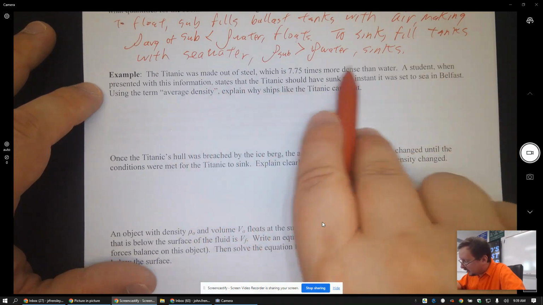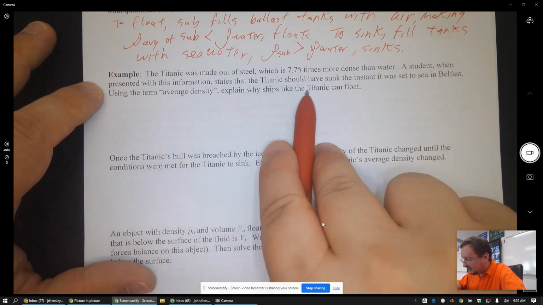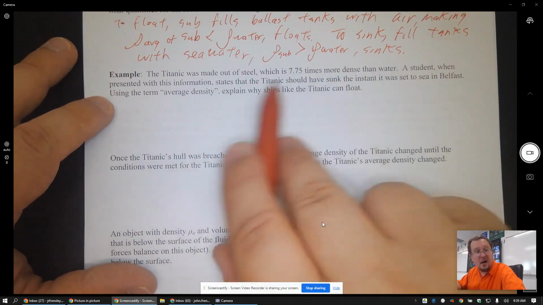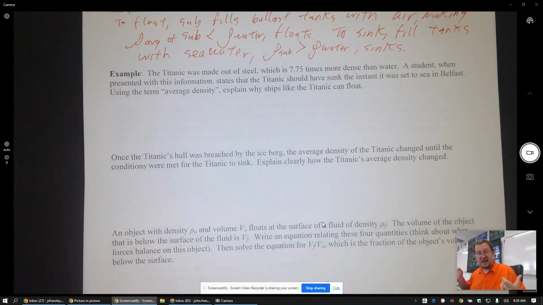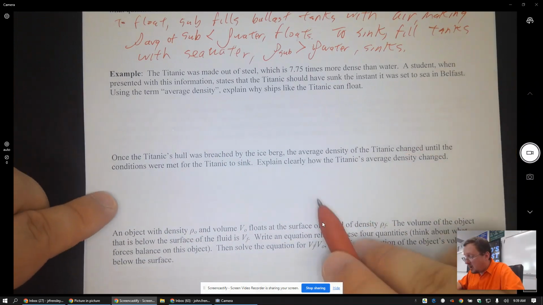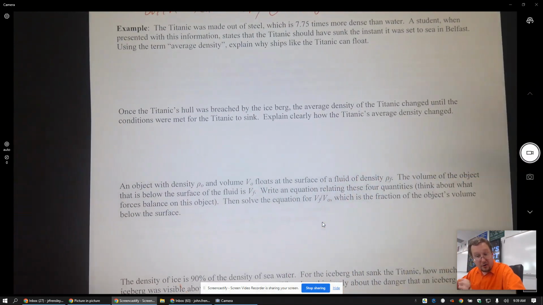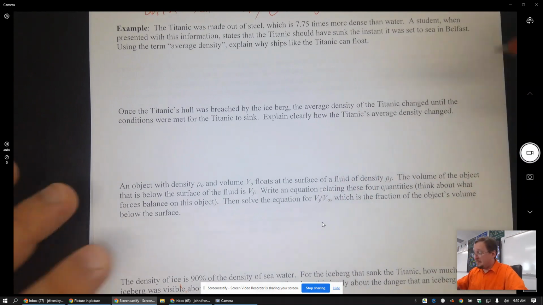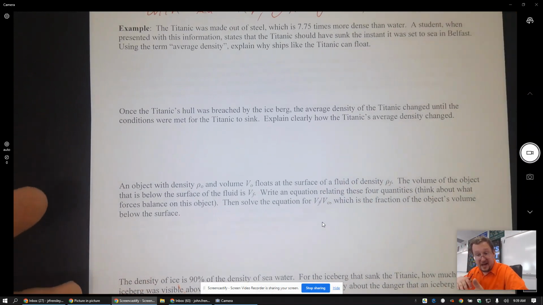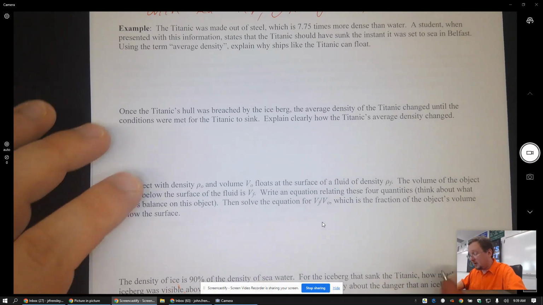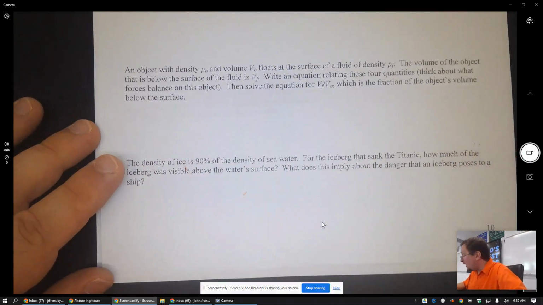The Titanic was made out of steel. A student, when presented with this, says the Titanic should have just sunk. Why didn't it? Well, because most of the Titanic's volume was just empty air, making its average density less than water. But once the hull was breached by the iceberg, the water flowed in, took the place of the air, and the mass of the Titanic became more and more because of the water instead of the air, until the density became greater than water's density, right?